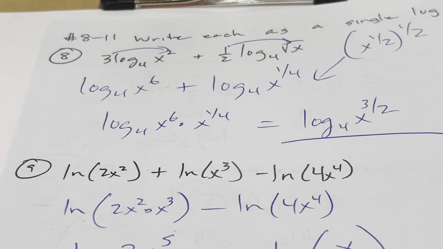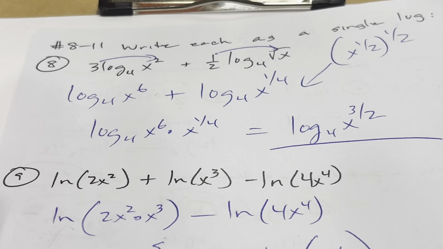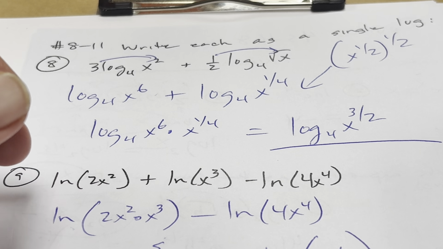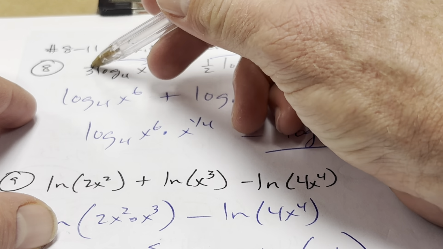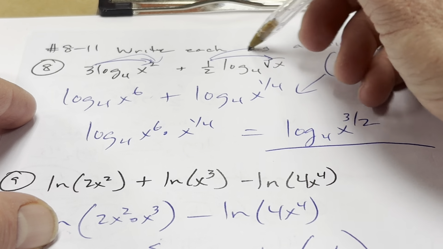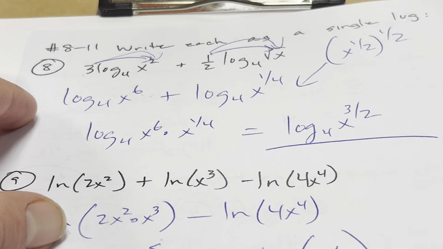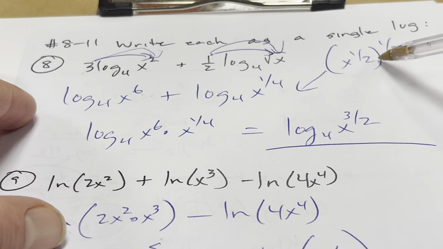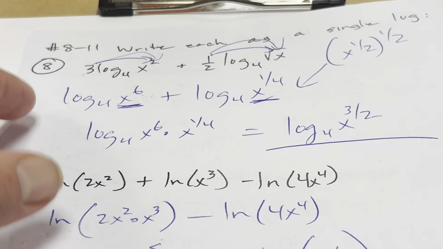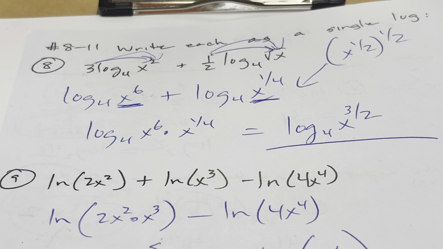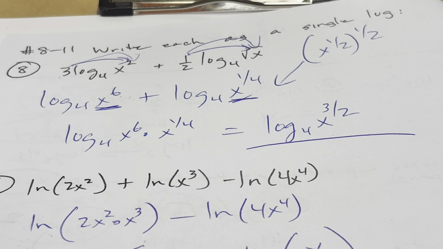Now, 8 through 11, these are going to be easy. You need to write it as a single log or natural log. All right, nothing out in front, so it's easy to tell when we can be done. In the log world, a number up top can be written as an exponent. All right, so this is 3 times 2, 6 power. 1/2 times 1/2 is a quarter. And in the log world, addition means multiplication. So log base 4 of x to the 6 times x to the 1/4 is x to the 6 over 4, x to the 3 over 2.